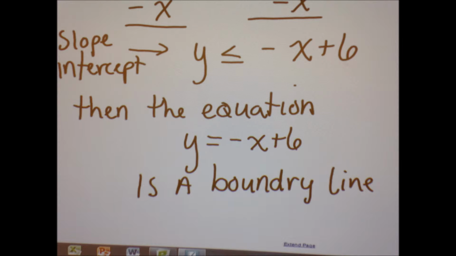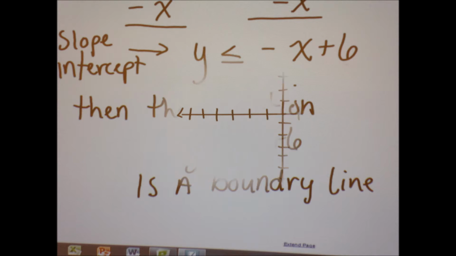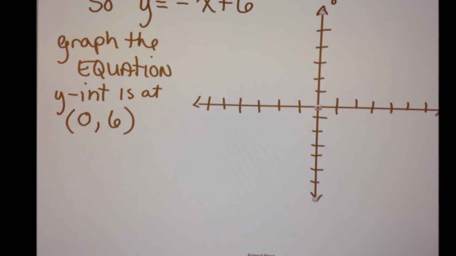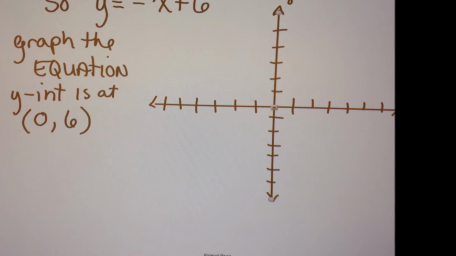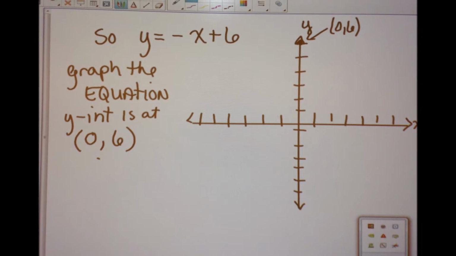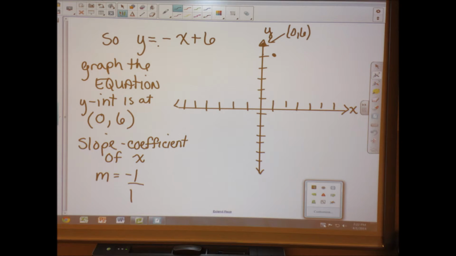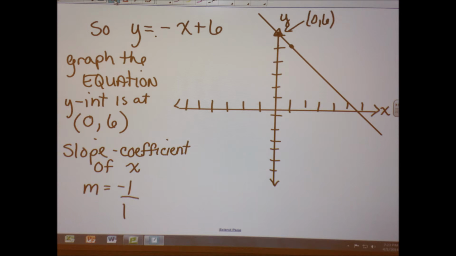And we're talking about the equation y equals negative x plus 6, and that is the boundary line. So we're going to graph that equation. We find the y-intercept, which is at 0, 6, and then from there we follow the slope. We go down 1 and 1 to the right, because there's a negative slope of 1. Then we simply connect the dots, and that is our line.